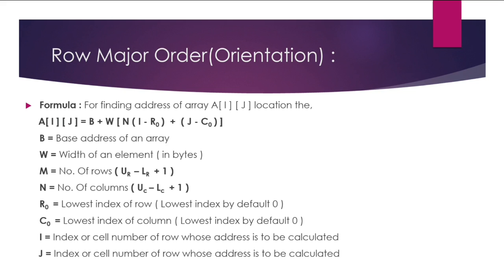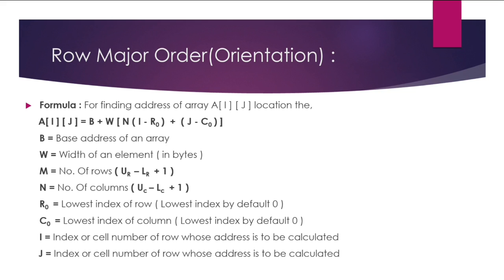N is the number of columns, M is the number of rows, w is the width in size, meaning bytes, b is the base address. And the formula I have written, I'm going to explain afterwards what is placed for row and column: UR minus LR plus 1 and UC minus LC plus 1. I'm going to talk about it later.